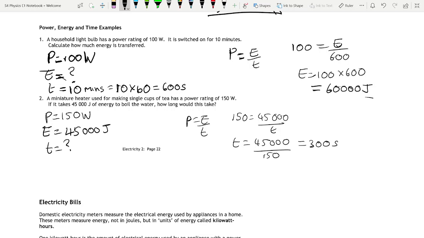And for the second one, power equals energy over time. The power is 150. The energy is 45,000 divided by time. So the time is 45,000 divided by 150, which is 300 seconds. Did everybody get that? Or if anybody didn't get it, do they not know why? Right, so we will do practice on those. They're relatively straightforward though, as long as you watch your units.